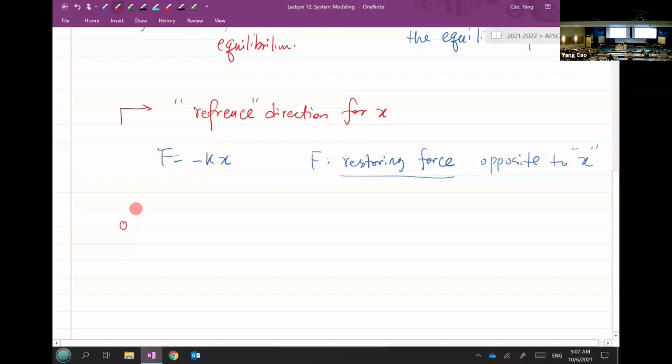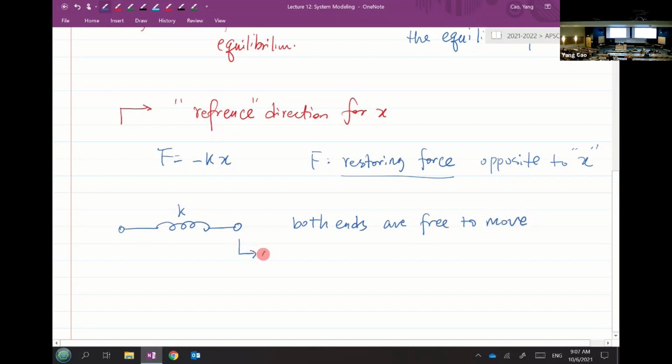A little bit more complicated case, which is also very common, is when both ends of the spring are free to move. In this case, as usual, we indicate the displacement of both free ends using x1 and x2. Then we draw the so-called reference direction for the displacement.